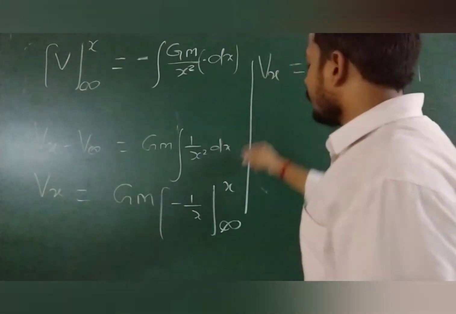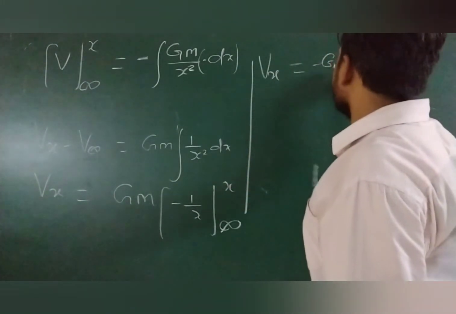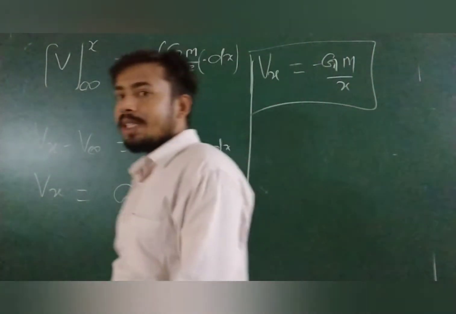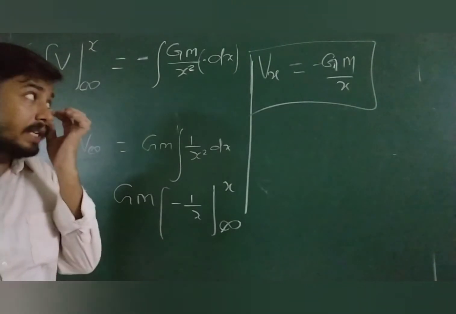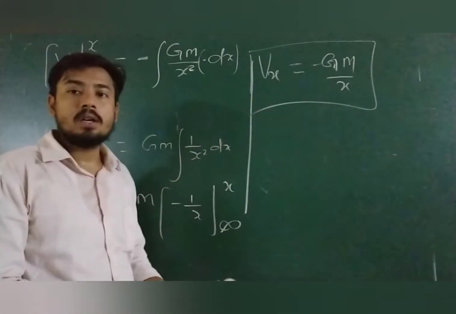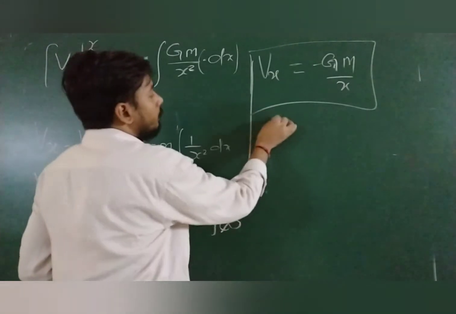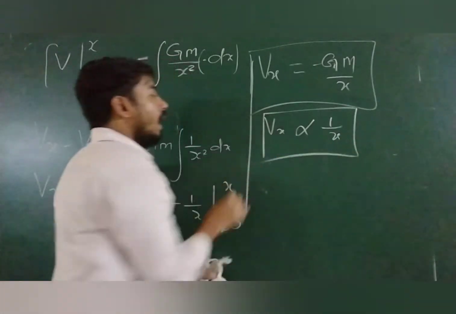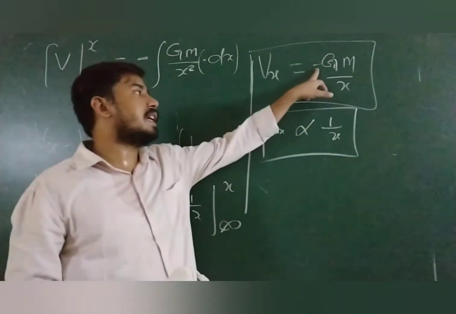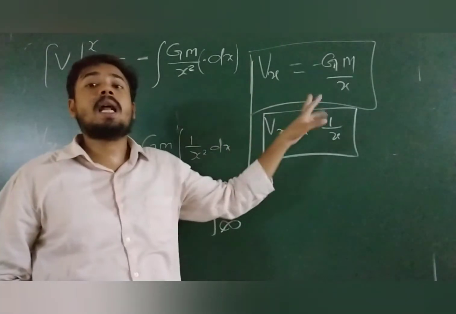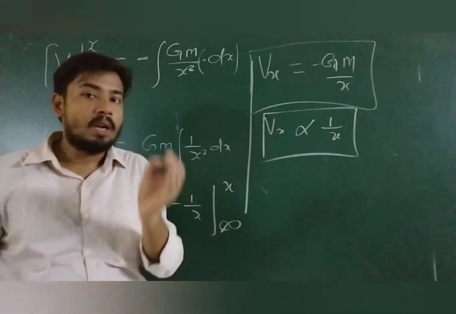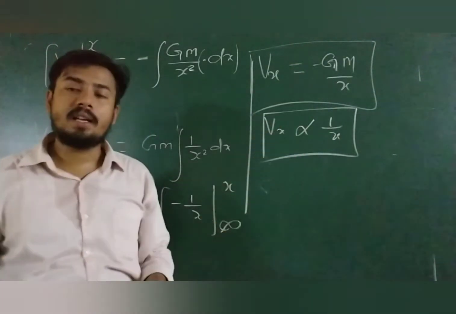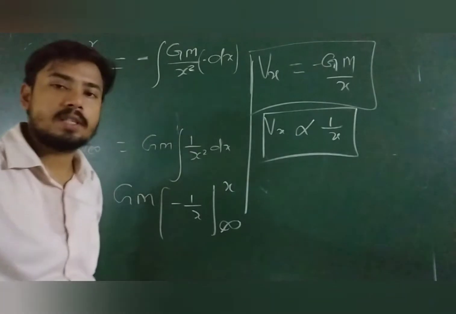If you put in the values, you get the result: potential at any point is equal to minus GM by x. This is the result of gravitational potential outside the solid sphere. From here we can say gravitational potential is inversely proportional to distance. Again, this minus represents that the field is attractive in nature. Minus potential means the field is attractive in nature.